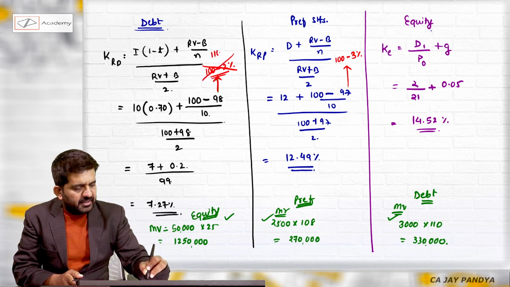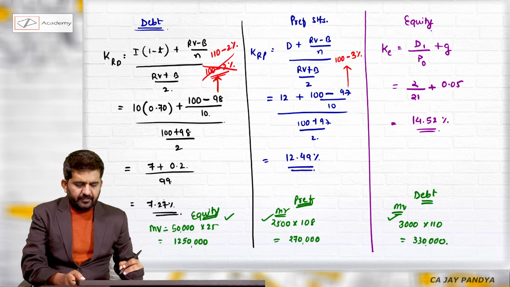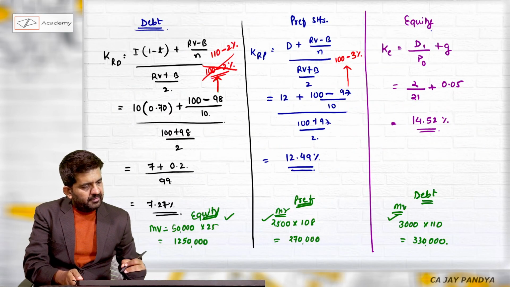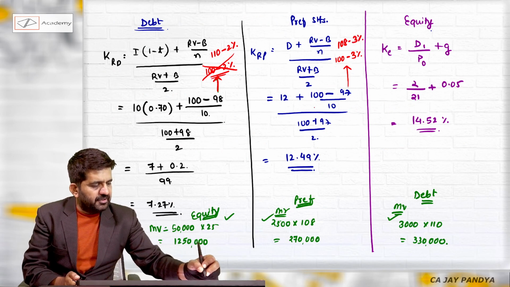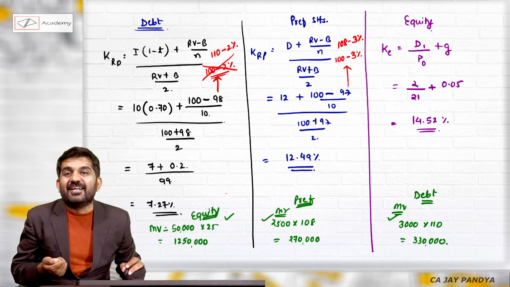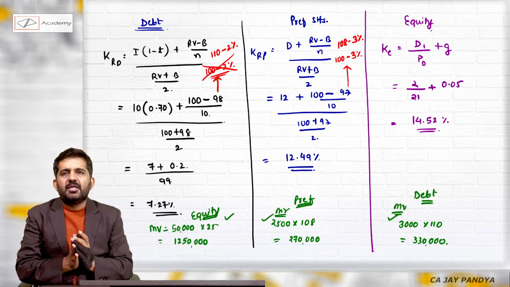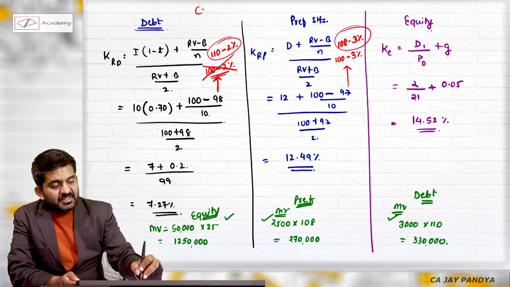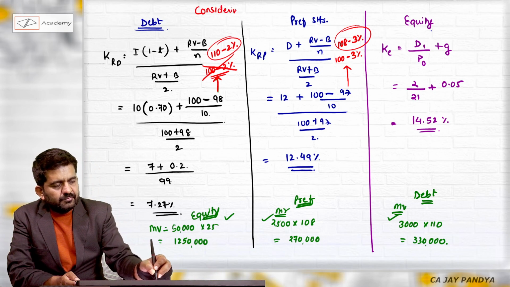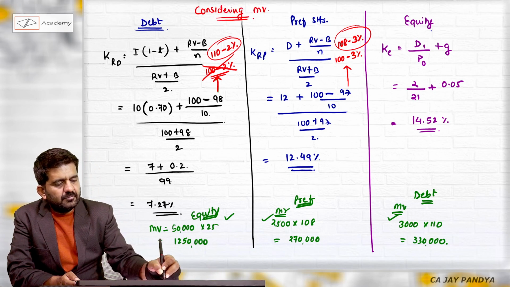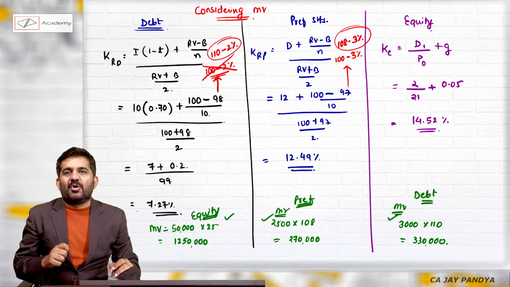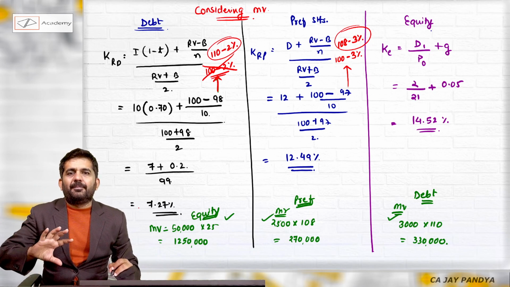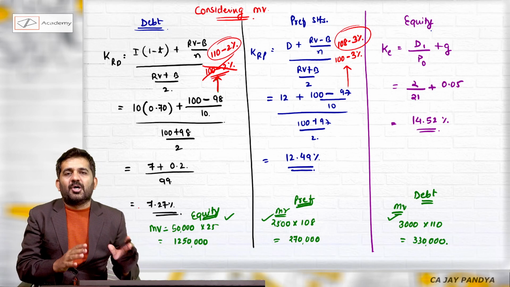Why can't I do this? 110 minus 2%. Or 108 minus 3%. You could have easily done it. You can do this. But believe me, I tried to solve the question this way, by considering market value. In one of the answers, I got a negative cost of capital. The numerator became negative.